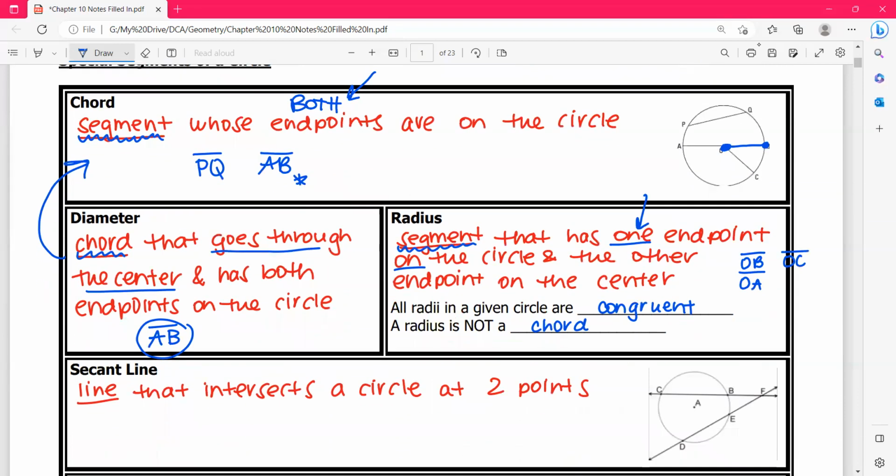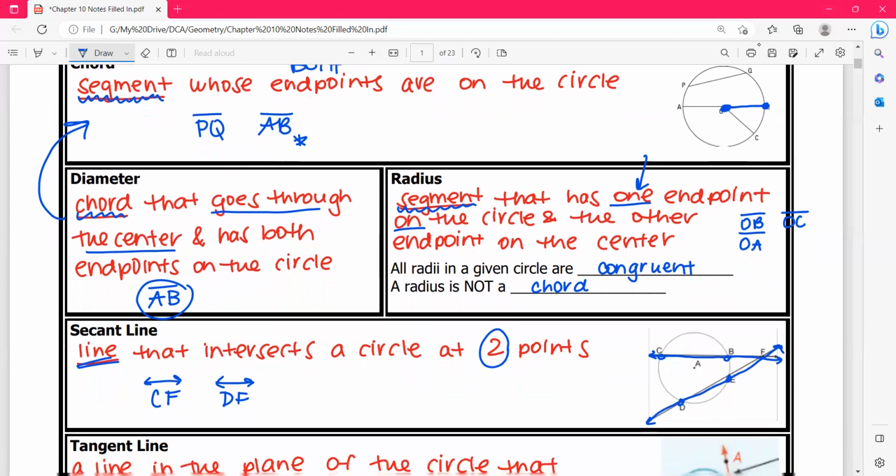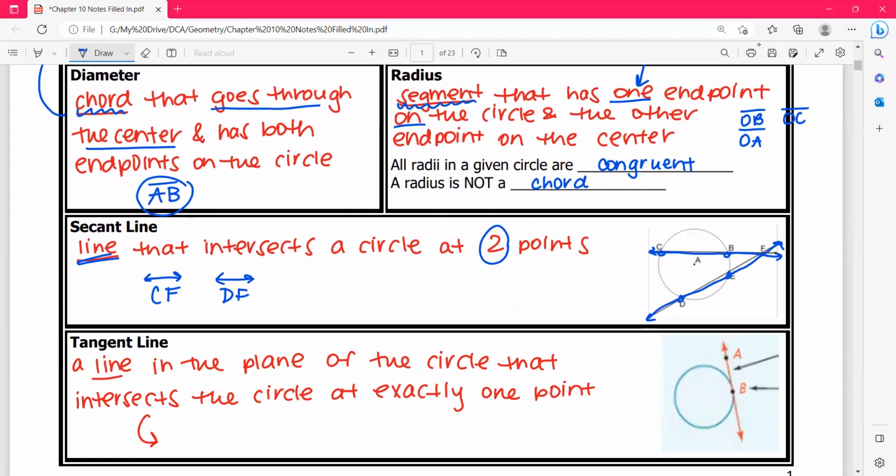Secant line. So it's a line that intersects a circle at 2 points. So there's a special name for it. Who knew, right? When I have a line that intersects the circle at 2 points, it's called a secant line. So I could say line CF is a secant line, and then I can say DF is a secant line. They intersect the circle at 2 points, okay? So of course, if it intersects 2 points, it's a secant line. What about if it intersects at 1 point?